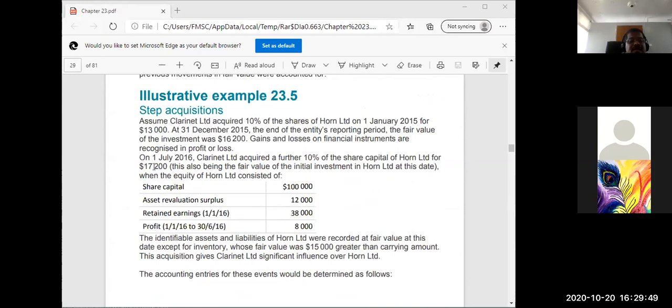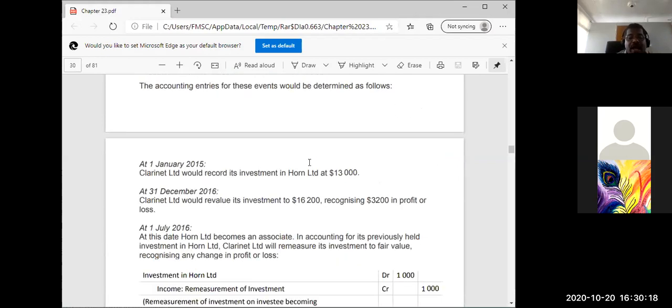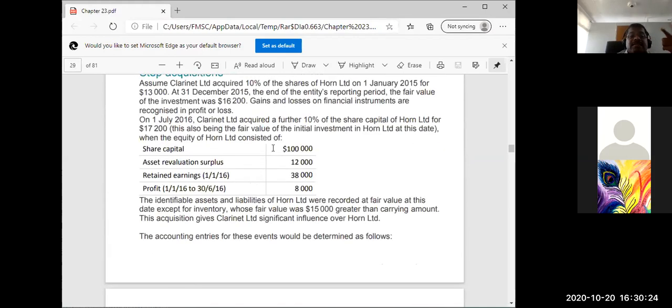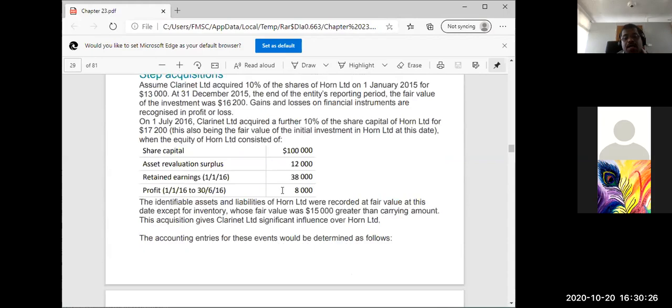So you acquire 17,200, another 10%. That means same shares, the previous 10% also has the same fair value amount. We have to remember in the question, 17,200 is given for the second acquisition of 10%. The same share you are purchasing. Previously you have purchased 10%, so we assume that the fair value as at this date of the previous investment is 17,200.